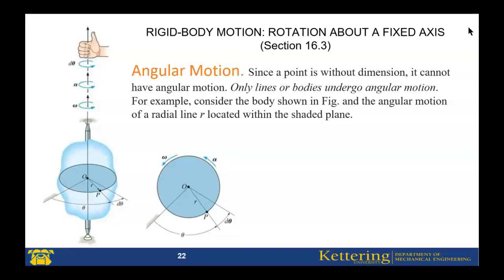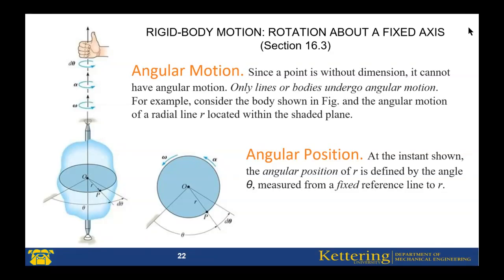Now, for a rigid body that is rotating, this view is the top view. It means that the point P is rotating on a circular path. We use theta to show the position of the point P from a reference. This theta is called angular position, and it's measured from a constant reference.